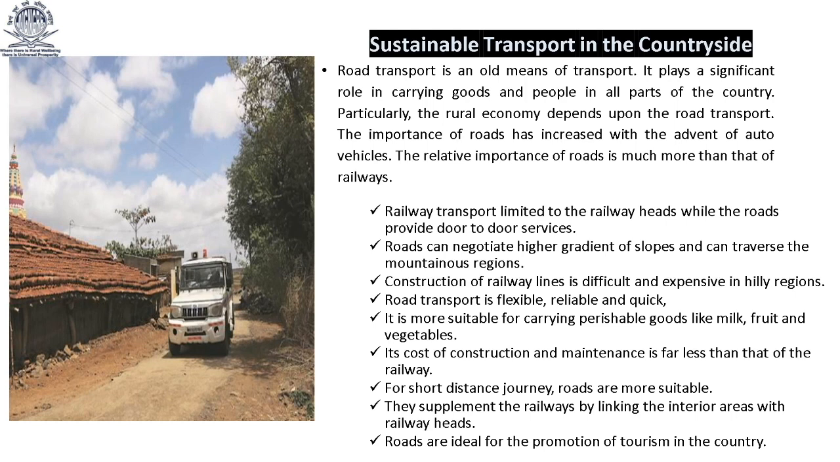These are some factors by which we can differentiate how roads are more important as compared to the railways and other means of transportation. Railway transport is limited to the railway heads while the road provides door-to-door service. Roads can negotiate higher gradients of slopes and can traverse the mountain region. Construction of railway lines is difficult and expensive in hilly areas. Road transportation is flexible, reliable and quick. It is more suitable for carrying perishable goods like fruit, milk and vegetables.